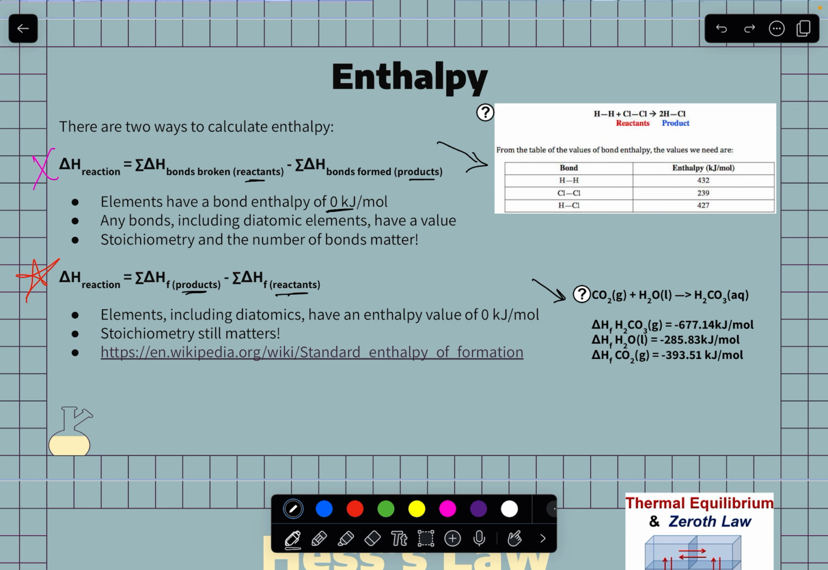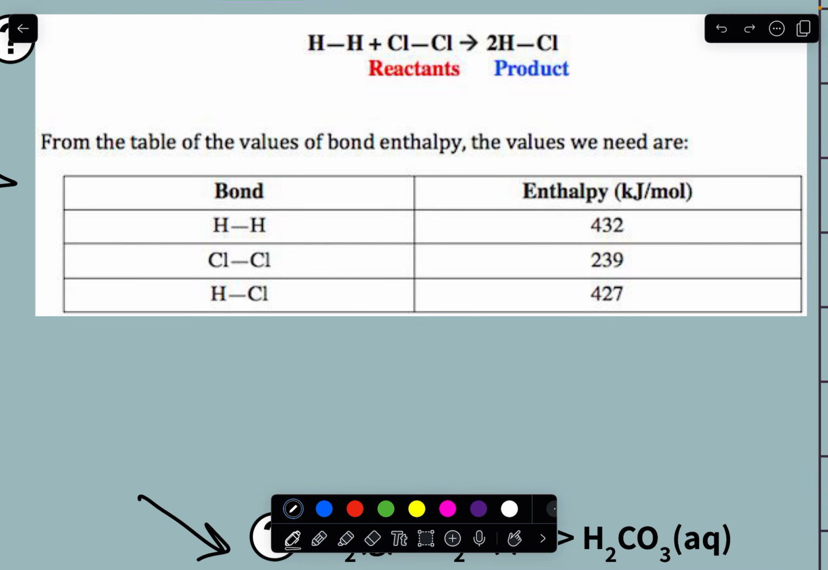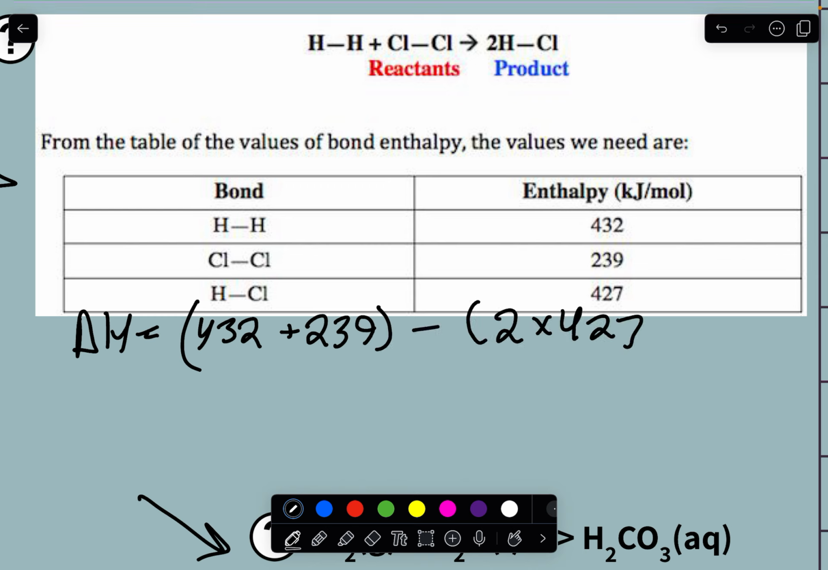Okay, so let's go ahead and do these 2 real quick as examples. If we have this reaction, H2 plus Cl2 goes to 2HCl, and we have these bond enthalpy values, we need to find the delta H. Delta H is our sum of our reactants. So let's do the reactants first. So we have 1 HH bond, so 432, plus 1 ClCl bond, 239, minus our products. We have 2 of these bonds, so 2 times 427. Okay. And we should get here negative 183. The units are given in the table, kilojoules per mole.